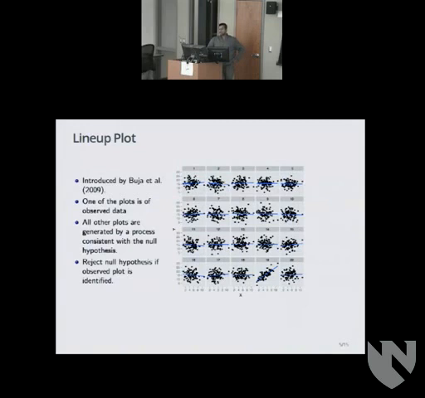Okay? So you can see that all of you could identify the observed plot, which is 19. And look at the null plots. This is how null plots should look when the slope is 0, right? So we generated 19 plots, assuming the null hypothesis is true, slope is 0. And then we put our observed data randomly somewhere so that it is lost. And then if you could identify that, then it is evidence against the null. Okay? That's the idea. This is the lineup plot.